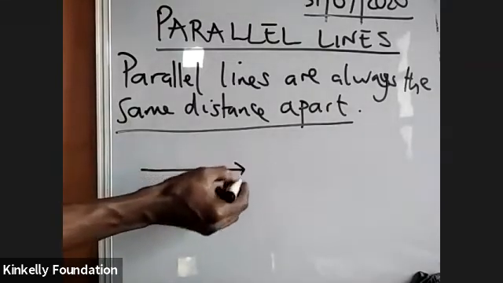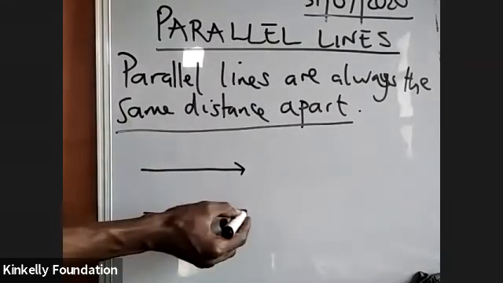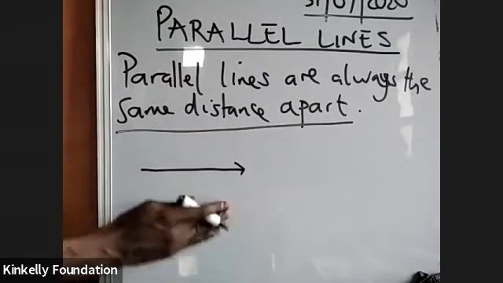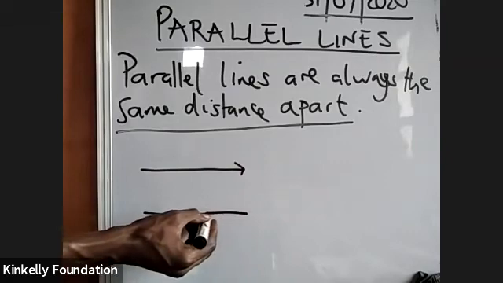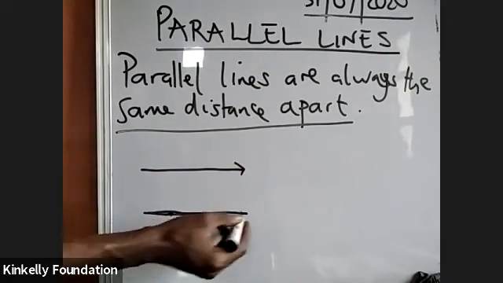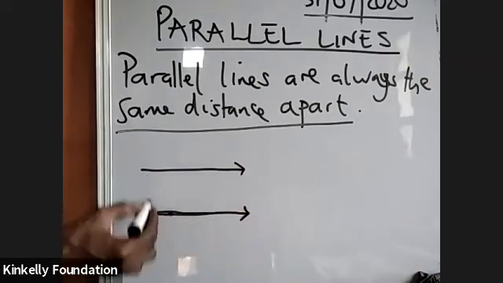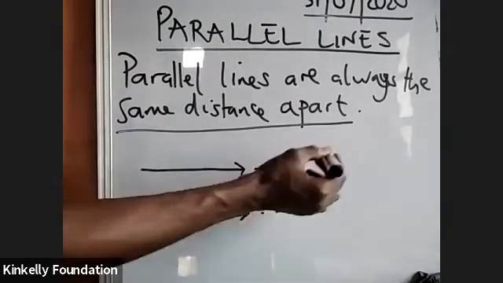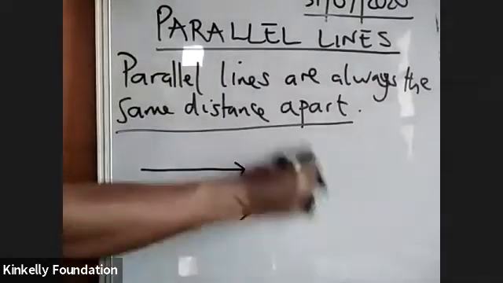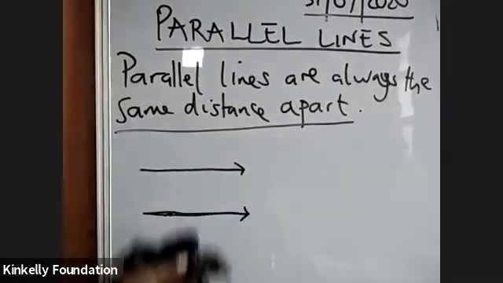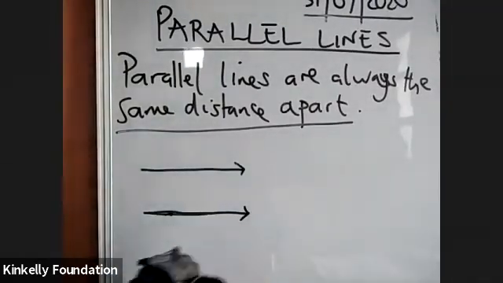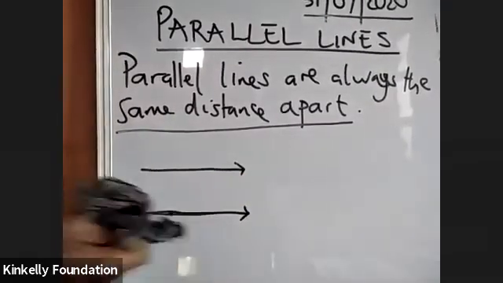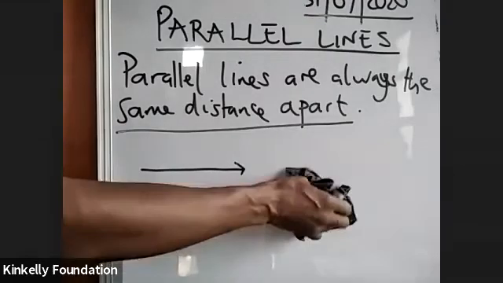If you have this line, these are parallel lines. Once they continue to maintain the same distance, the distance here continues to be the same. If you extend this, they continue to maintain the same distance. So that's what we mean by parallel lines. Now we're going to look at angles that are formed around parallel lines.